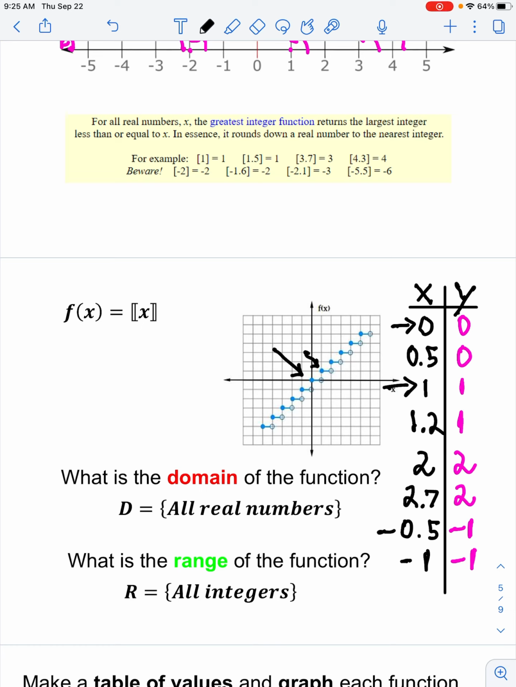The right end of the step before it is an open circle because when we reach 1, it actually evaluates as 1, so we jump up to the next step. At 1.2, we'd still be on the step where it's 1 because 1.2 is somewhere in between 1 and 2. But then when I reach 2, the right end of that step becomes an open circle because I jump up to the next step where the input is 2 and it evaluates as 2.